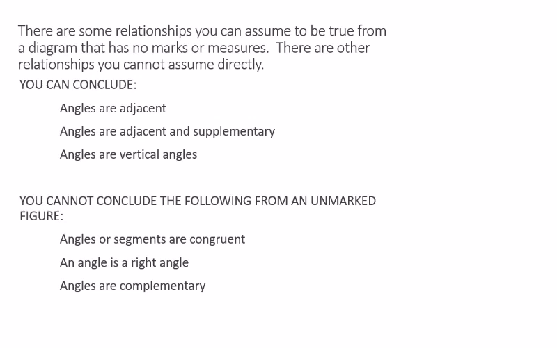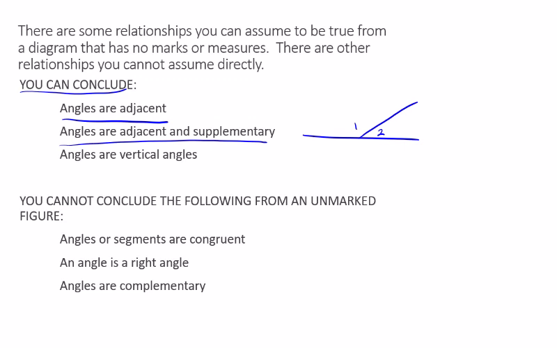So you can conclude just from looking at a diagram or an image that angles are adjacent. If you see that they share a side and a vertex, you can conclude that they're adjacent. The same thing with adjacent and supplementary. You can assume a linear pair. So if you see something like this, you can assume that these two angles, angle 1 and angle 2, would add up to 180. It would be supplementary.